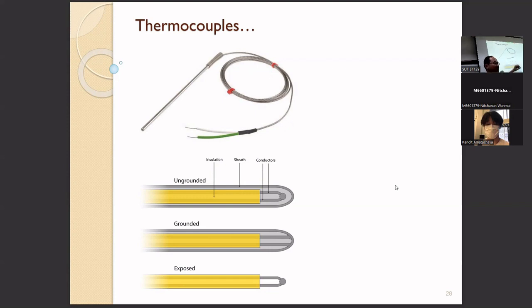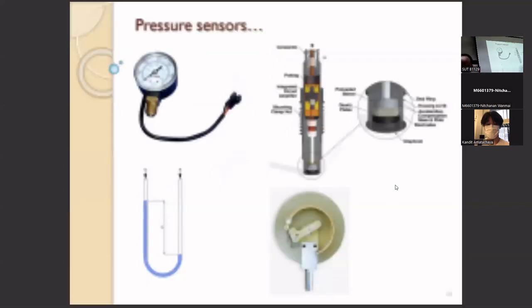Right, this is the couple. When you put the thermocouple in the chemical, you have to check that. That's right, for the compatibility with the chemical.